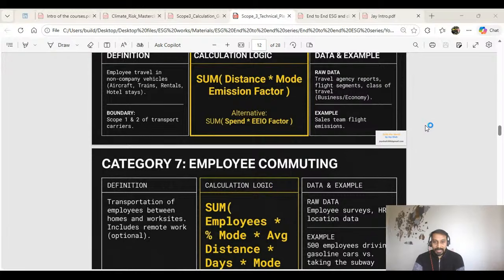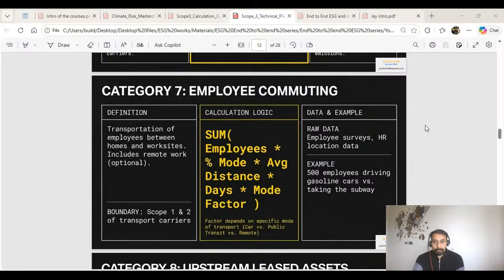Then let's move into category 7. So here it's employee commuting. Again, it's a similar kind of category to business travel, covering emissions from staff traveling between home and work. So here the formula is very simple. Employees multiplied by mode share, multiplied by the average distance, one way or two way, multiplied by their working days, that is, how much work they have done during the whole financial year out of 365 days, and multiplied by the emissions factor.